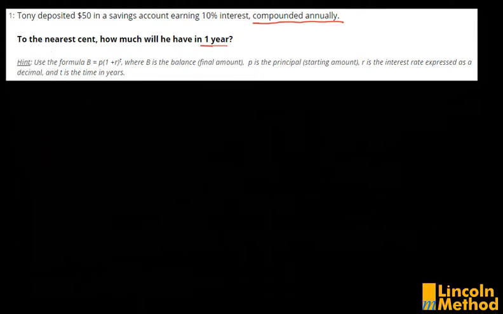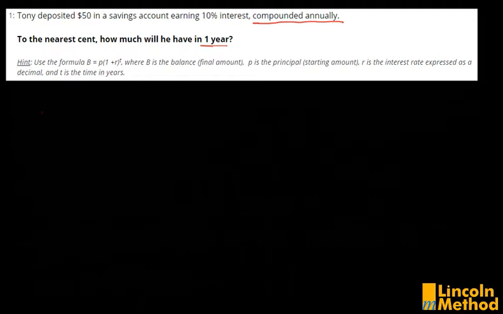So let's see how to solve this question, but before we do that, let's take a look at the hint. Use the formula B equals P multiplied by (1 plus R) to the power T, where B is the balance or the final amount, P is the principal or the starting amount, R is the interest rate expressed as a decimal, and T is the time in years.